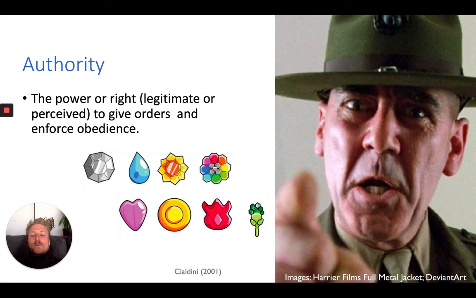So I'm gonna show you something after the slide. But authority is the power or right, and it may not be legitimate, it's just perceived, right, to give orders and enforce obedience. So that's why I have the Pokemon indexes or orders or whatever they're called here. If you have credentials, right, diplomas, certificates, whatever, make sure, if you want to sell something, for instance, or if you want people to follow your authority, to establish your authority.